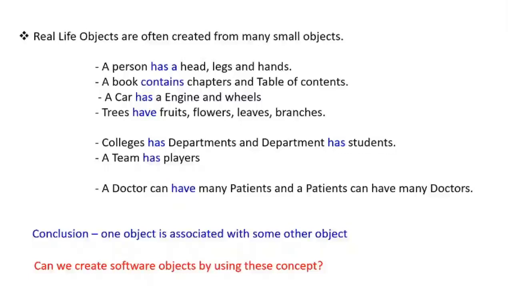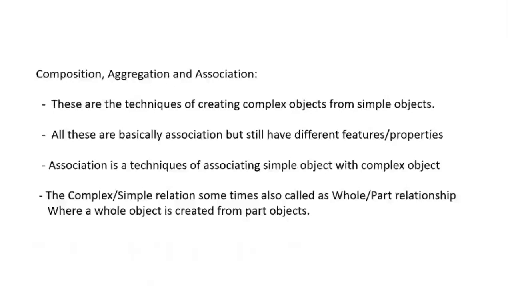So these are examples of real life objects. Can we create software objects also by using these concepts? The answer to this is yes. We have three kinds of relationships which actually make this sort of object creation possible. These are composition, aggregation, and association. These are the techniques of creating a complex object from simpler objects. Composition, aggregation, and association are the three techniques by which we can create complex objects from simpler objects.